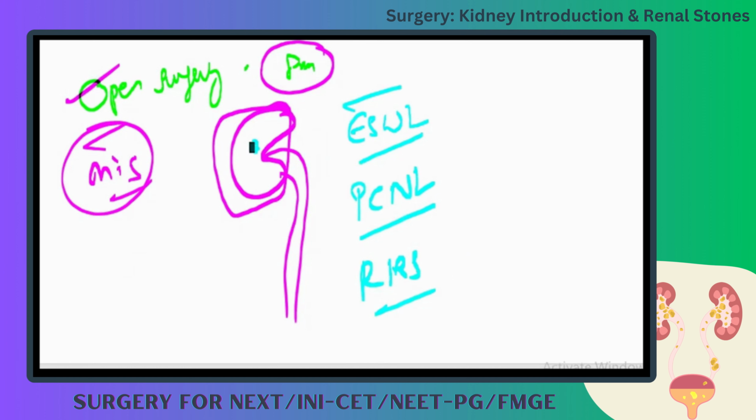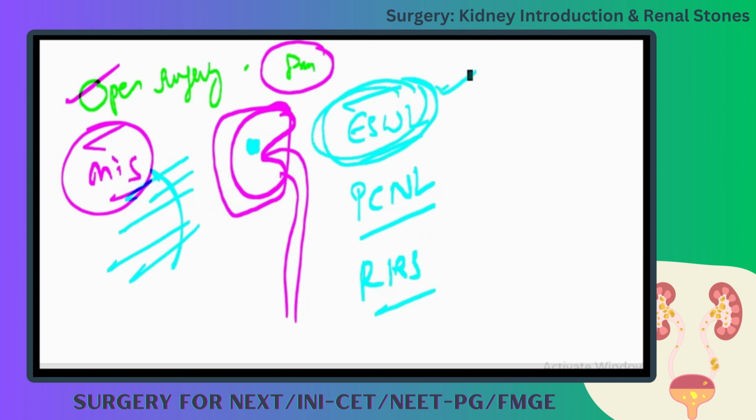Suppose the stone is here. Simply, you are breaking it from outside. You are giving some shock waves. You are not incising at all. You are asking the patient to lie down on a machine, giving shock waves from outside, and breaking that stone. That is known as extracorporeal shock wave lithotripsy. That is the first one. Second is percutaneous nephrolithotomy. You will make a hole in the kidney, put a scope inside, fragment the stone, and take it out. That is PCNL.